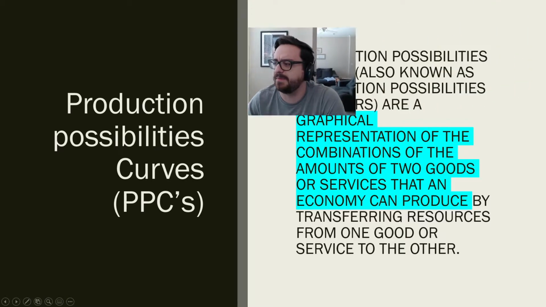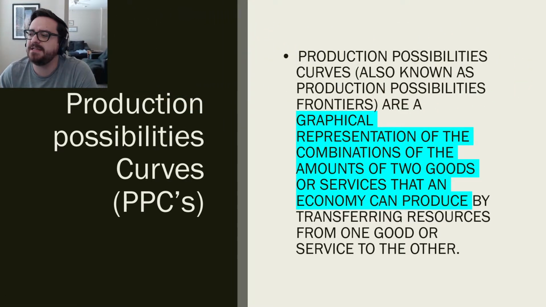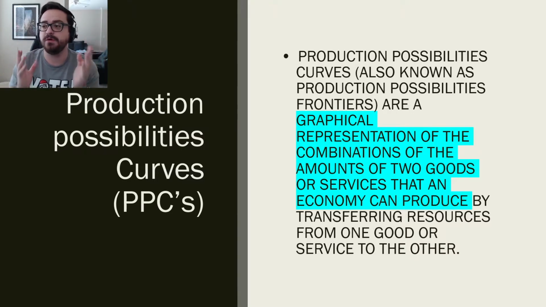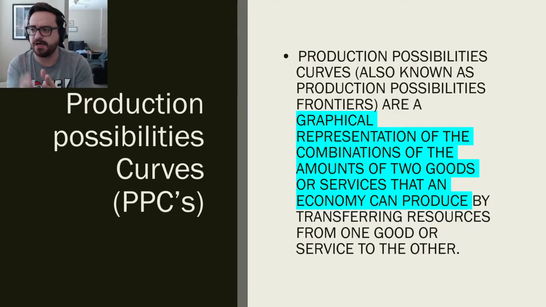It's a graph. Let me move my camera so you can read that text. It is a graphical representation of the combination of the amounts of two goods or services that an economy can produce. Effectively, it is a graph that shows different possible levels of production of two goods. You'll have one good on your x-axis, the other good on your y-axis, and the different points on this graph will tell you, hey, this country or economy or business could produce this combination.